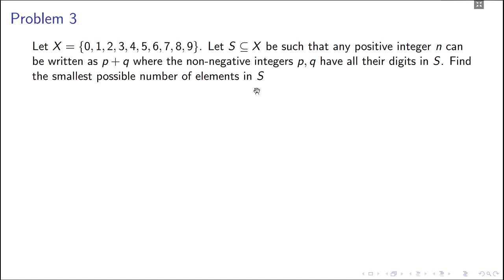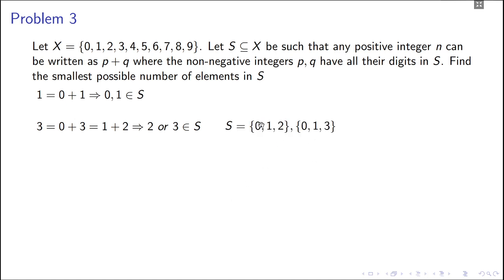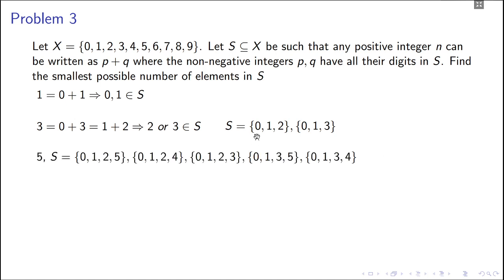First of all, 1 can be written only as 0 plus 1. So from there you can see that 0 and 1 have to be in S. 3 you can write as 0 plus 3 or 1 plus 2. So either 2 or 3 has to be in S. So S is at least 0, 1, 2 or 0, 1, 3, at minimum. There are probably more elements here, we'll see. If you look at 5, you can write it as 0 plus 5, so you add 5 here, or you can write it as 1 plus 4, so you can take 1 and 4, or you can write 2 and 3.